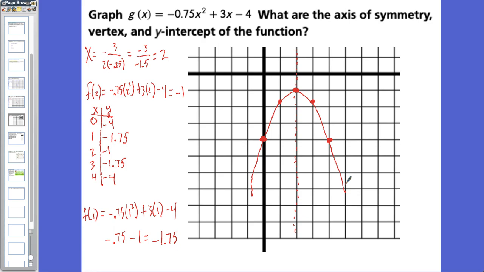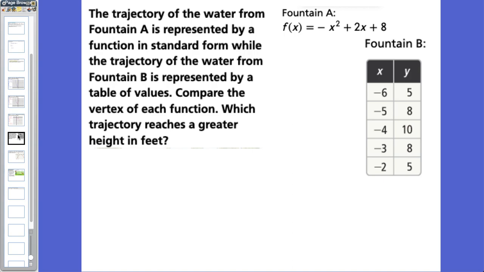But there you go. All right, let's look at some word problems. Yay! All right, the trajectory of water from fountain A is represented by the function in standard form, while the trajectory of the water from fountain B is represented by the table of values. Compare the vertex of each function. Well, looking at a table of values, can you find the vertex? You should be able to, because it should be right in the center of the symmetry.